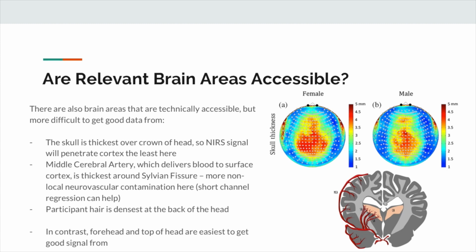And then again, participant hair is densest at the back of the head. When we run studies here, oftentimes the channels that are the most problematic and the most likely to not have good quality signal are back here over the middle parietal and occipital cortex. In contrast, the areas that are easiest to record from are the forehead, obviously because there's no hair there, and the top of the head, the upper sides of the head, etc.